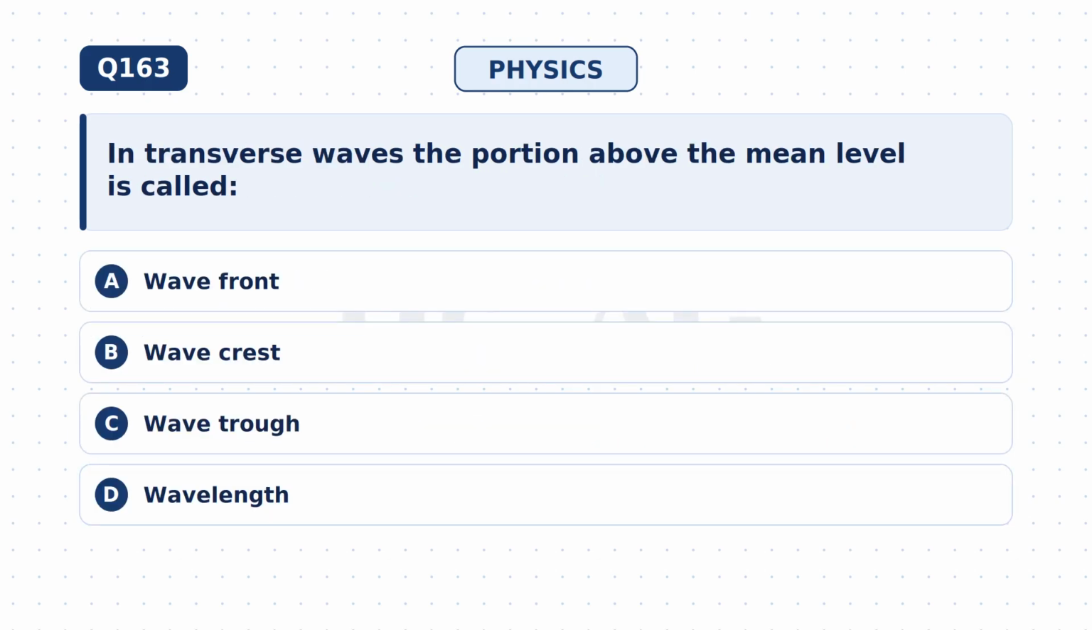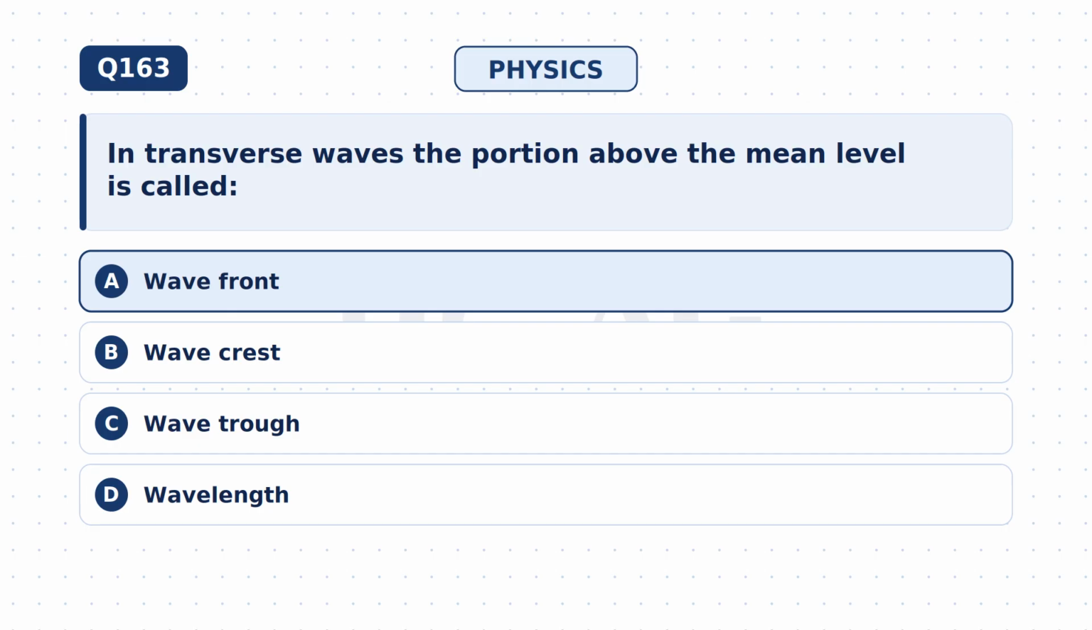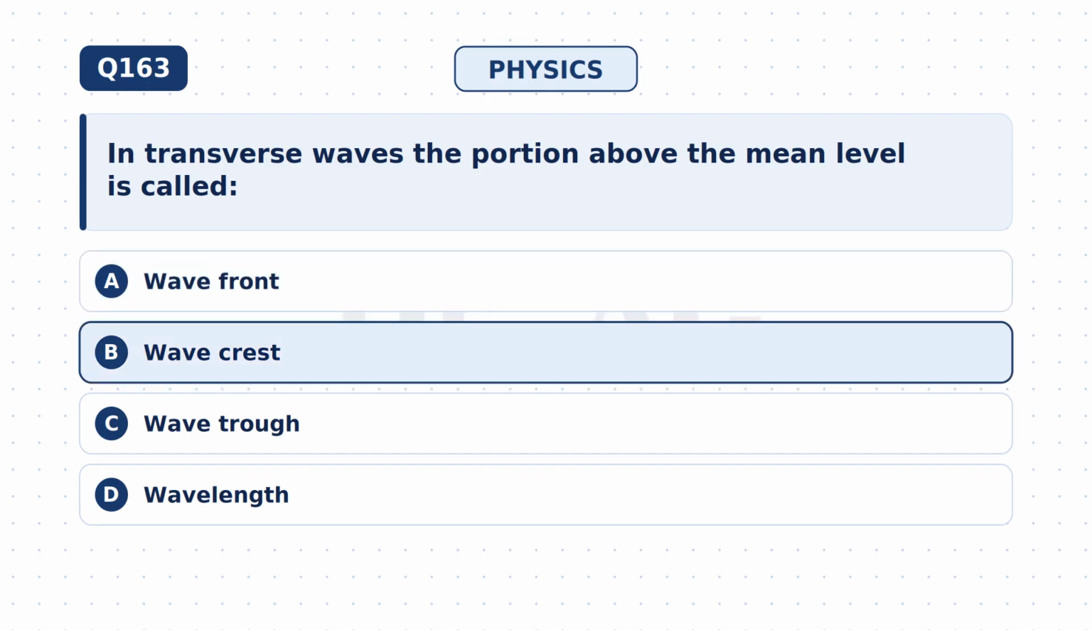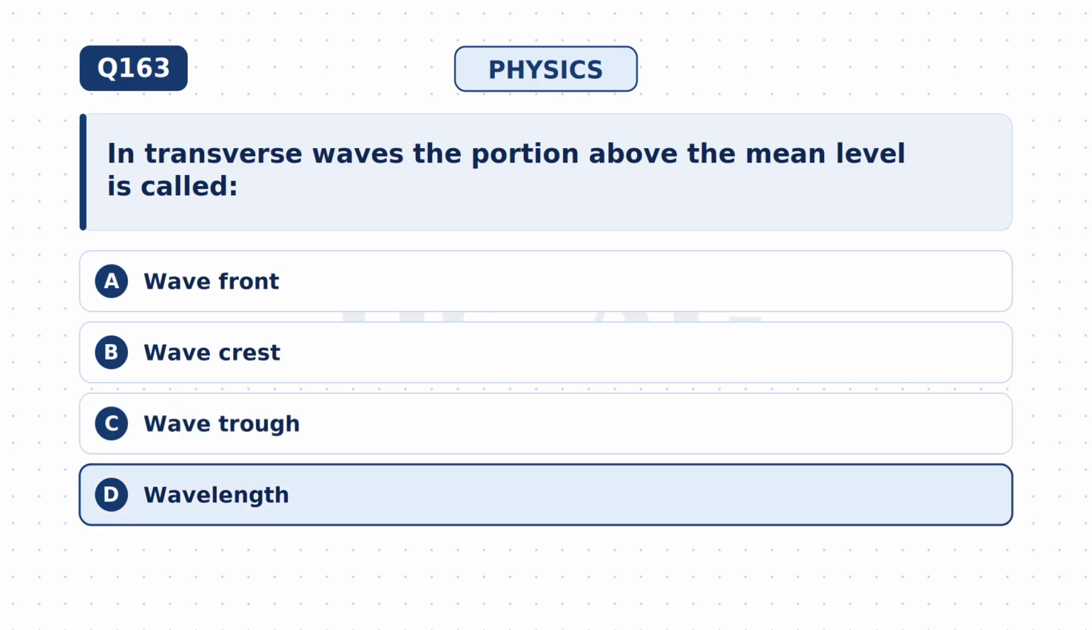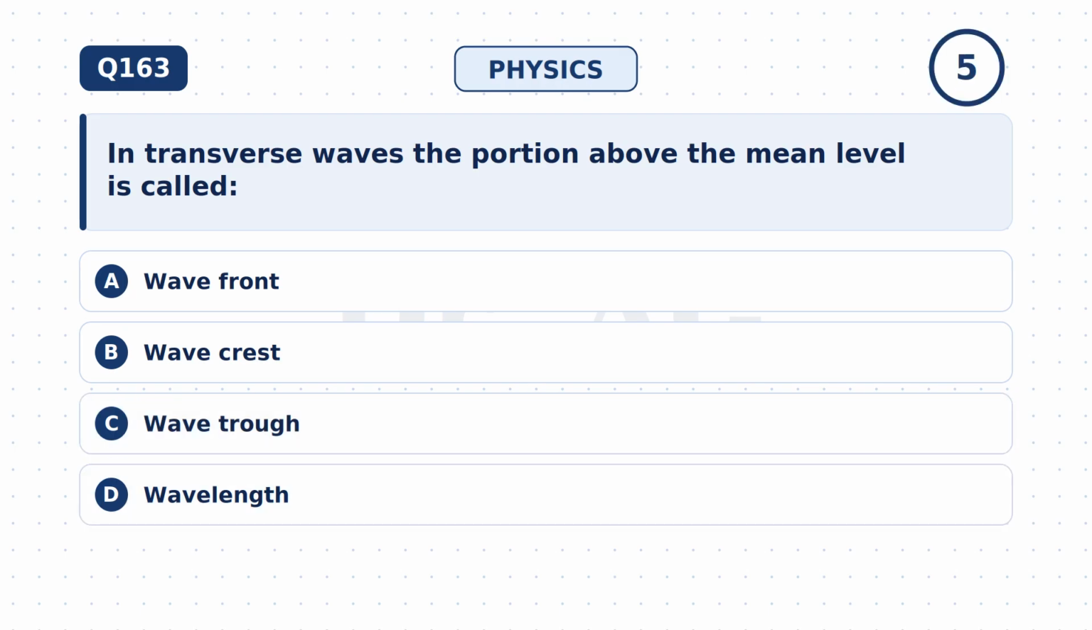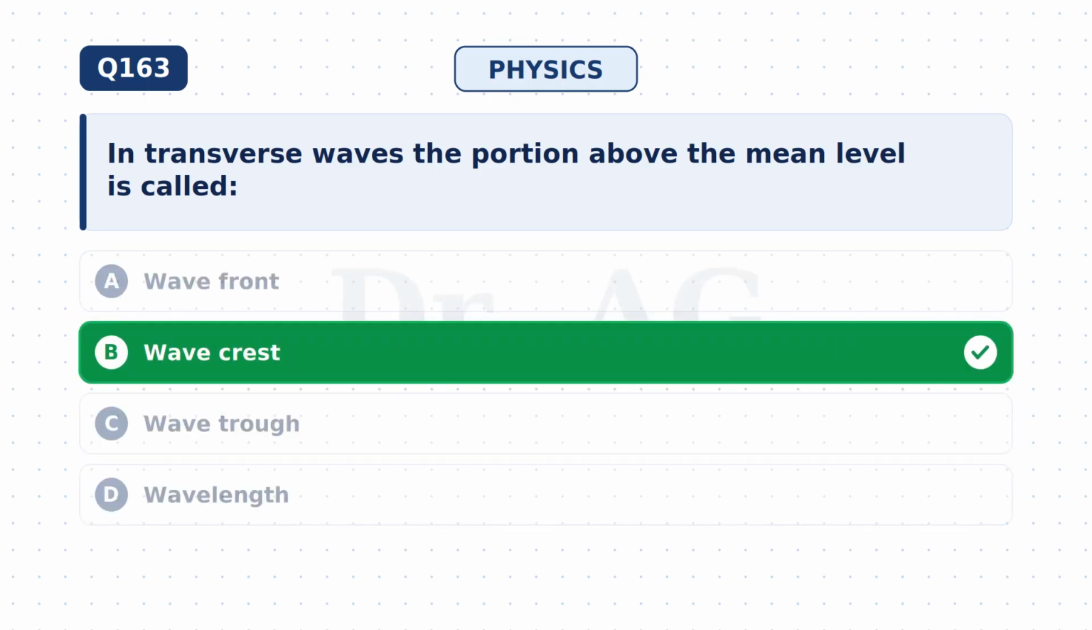Question 163. In transverse waves the portion above the mean level is called Option A, wave front. Option B, wave crest. Option C, wave trough. Option D, wavelength. The correct answer is B, wave crest.